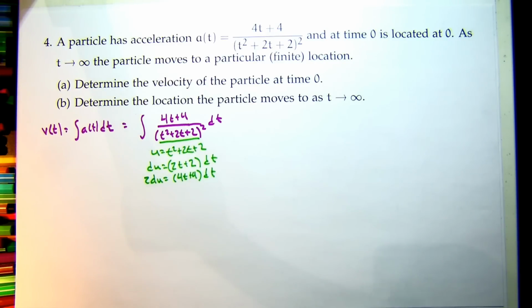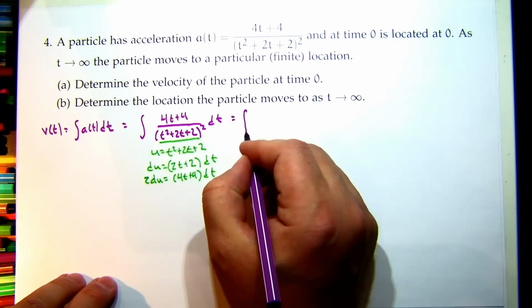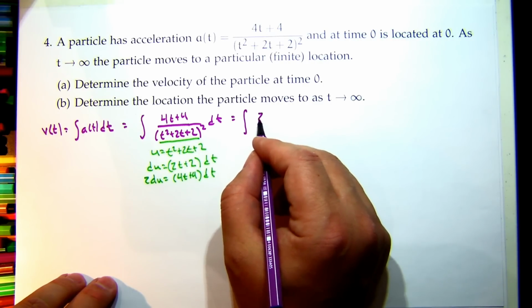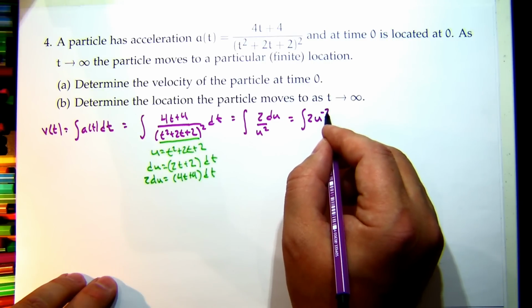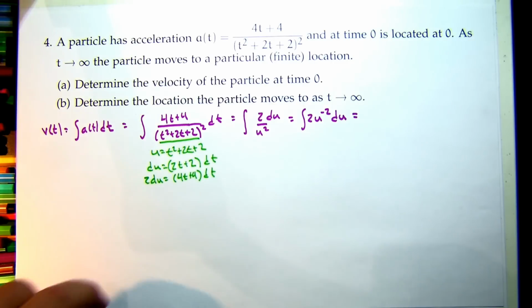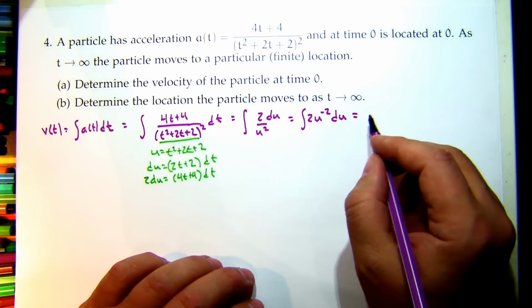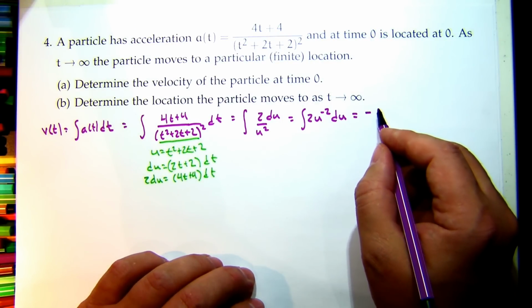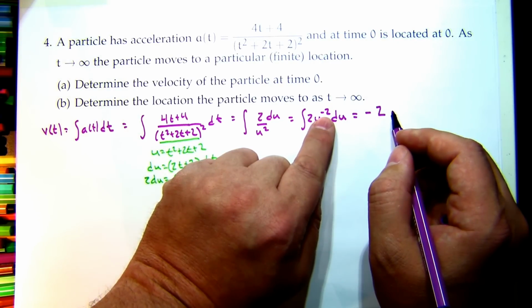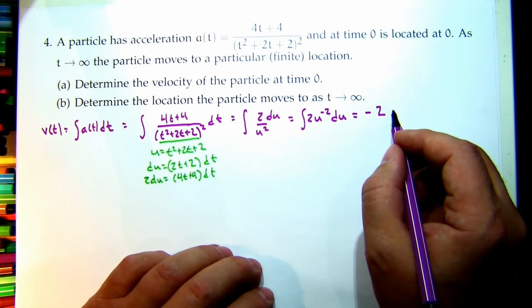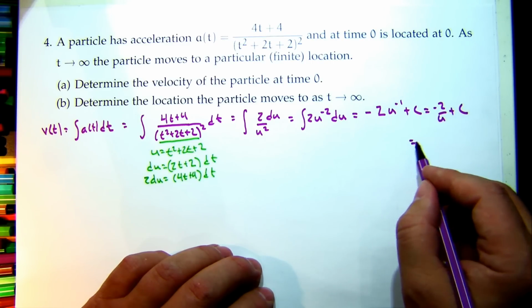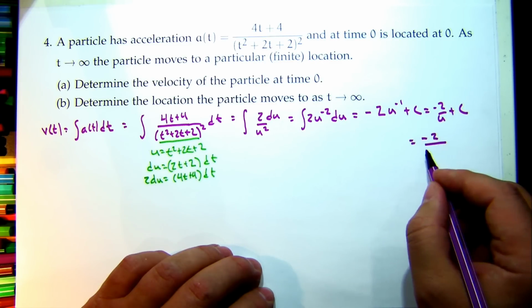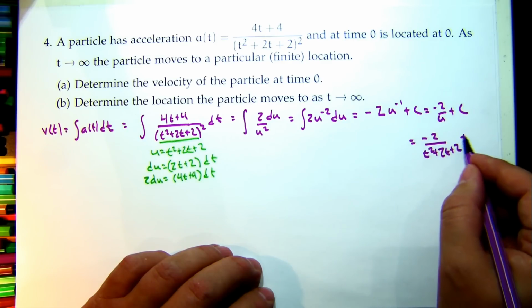We're in business here. So, what do we get? Well, we get the integral of 2 du over u squared. Or, because we're doing calculus, we write this as 2u to the negative 2 power. So, what is the antiderivative of 2u to the negative 2? Negative 2 u to the negative 1, because you add 1 to the exponent and divide by it. So it's negative 2 u to the negative 1 plus c, or minus 2 over u plus c, or, because we want to get back in terms of t, minus 2 divided by t squared plus 2t plus 2 plus c.